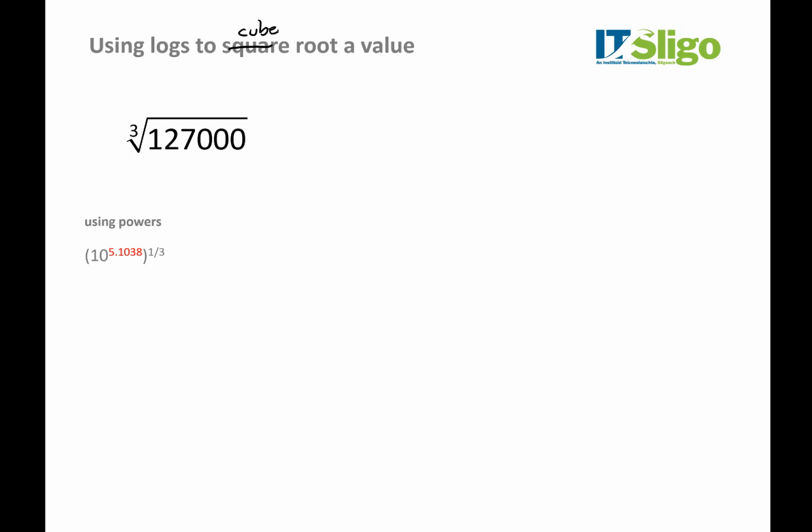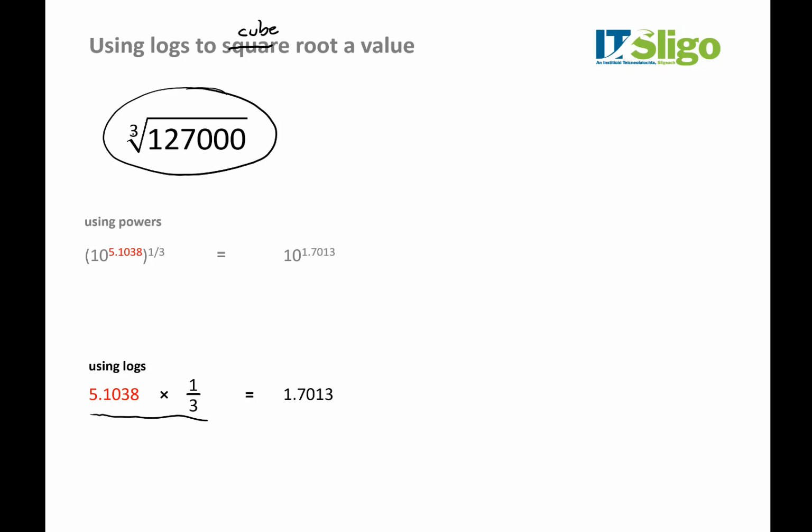And remember, we'd multiply our powers. So we'd essentially be dividing 5.1038 by 3, and that gives us this. In the language of logs, we simply multiply by the power, and that gives us this value. So you can see this sum, guys, just simply getting a third of that value is an awful lot quicker than trying to work that out.